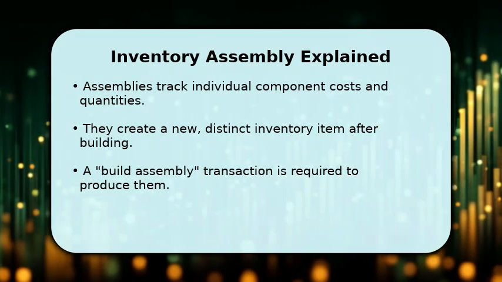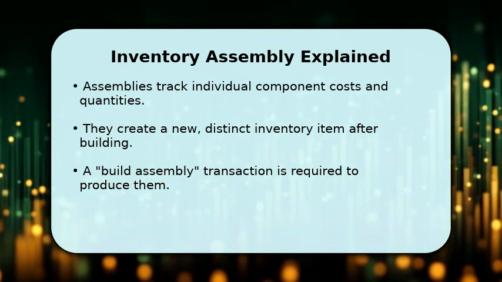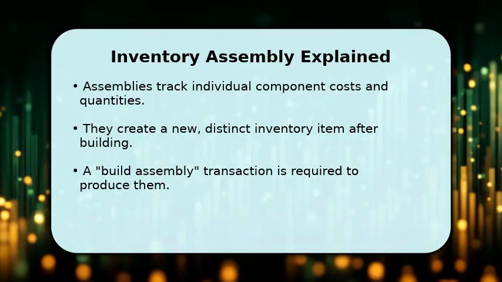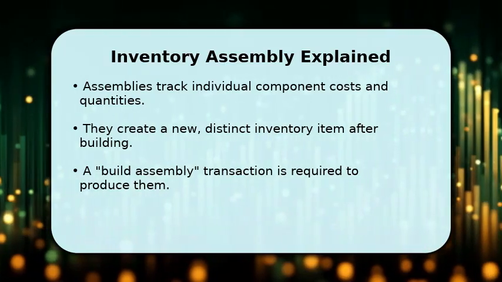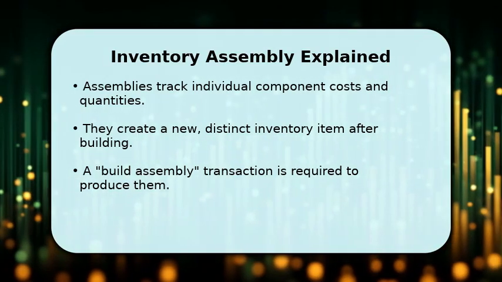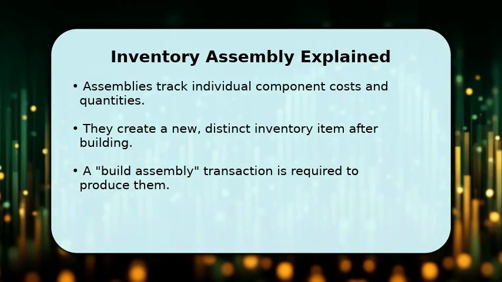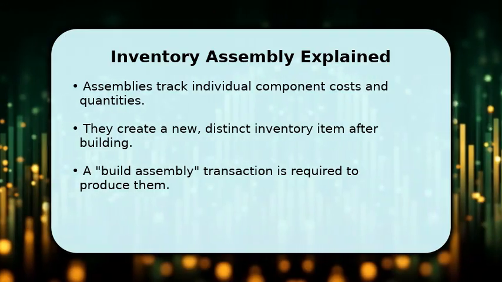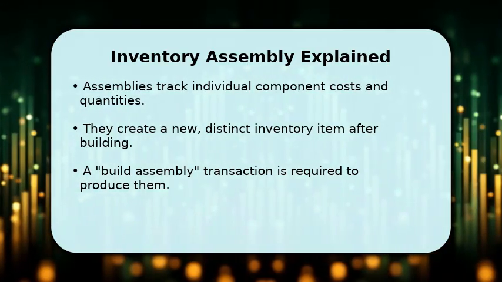Inventory assemblies are perfect for businesses that manufacture or assemble products from various components. When you create an assembly, QuickBooks tracks the cost and quantity of each part used. Once built, the components are removed from inventory and the new assembly item is added. This provides precise cost accounting for your finished goods.